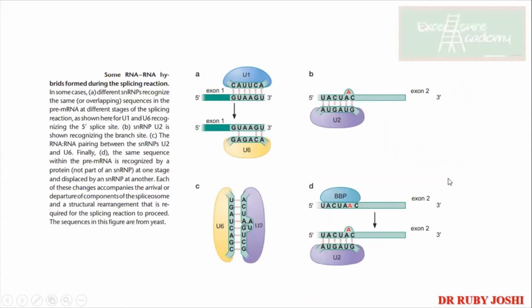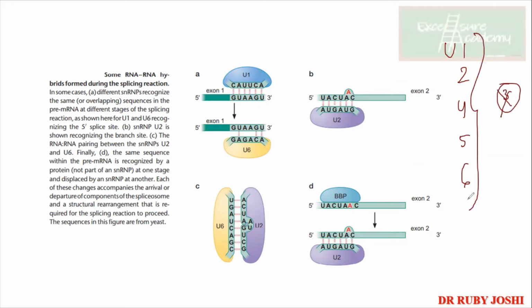Now this is where you will see the RNA-RNA interactions. This is a bit important, because you need to remember which one is forming a base pair with which spliceosome component. We already mentioned that we have U1, 2, 4, 5 and 6. Okay, 3 is not there. So just cancel 3, and the rest all 5 belong to the spliceosome machinery.